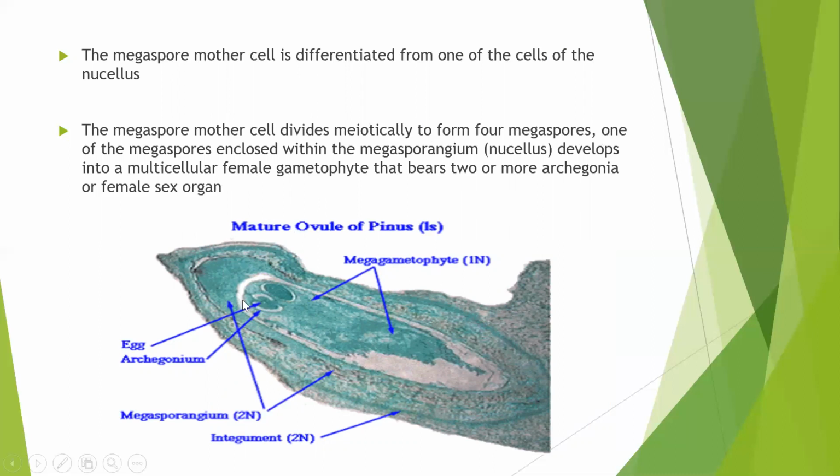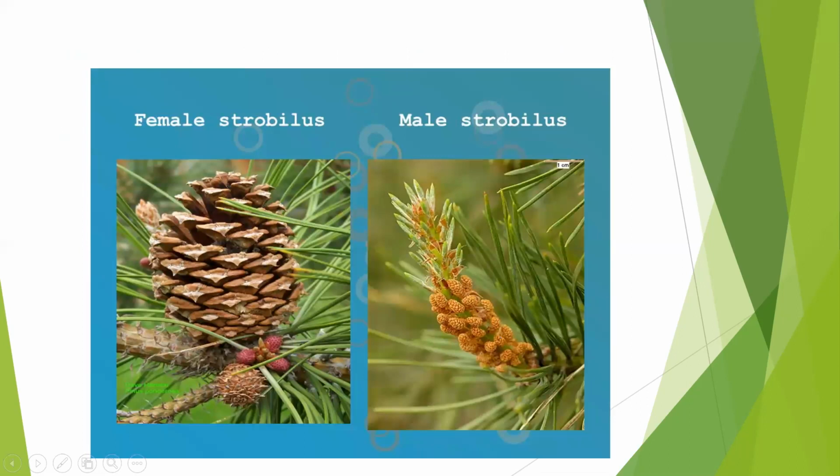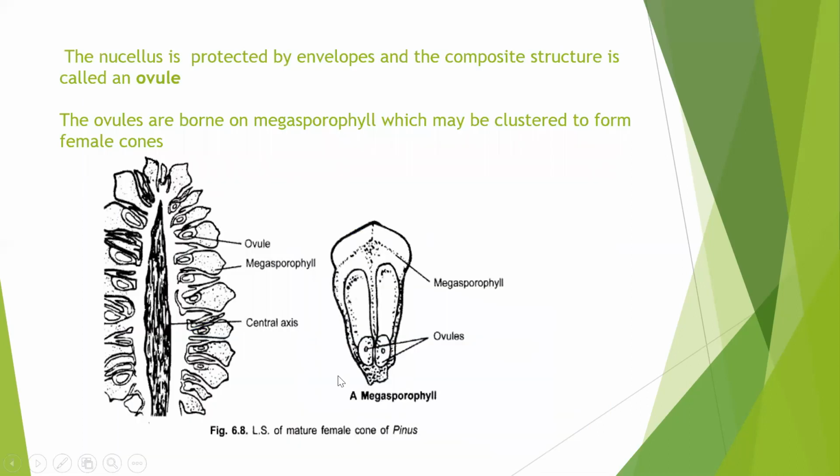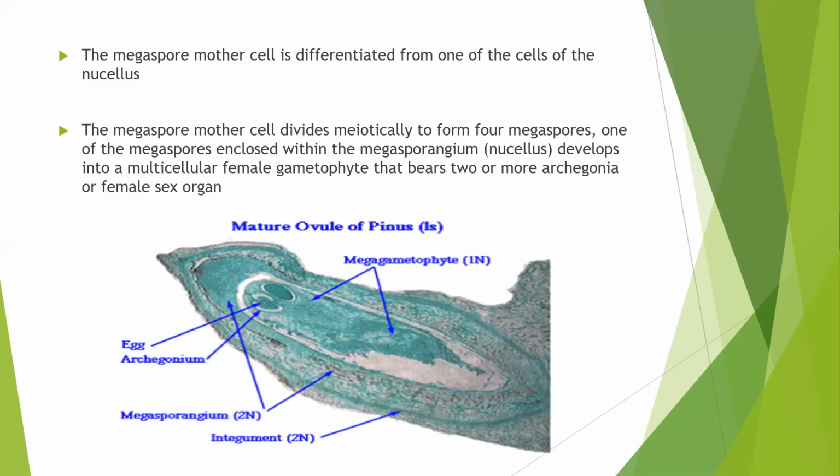See, children, this whole thing is an ovule. I have tried to show you the enlarged ovule. This is a mature ovule. These two are ovules, and these ovules are enlarged and shown there. This is one ovule.